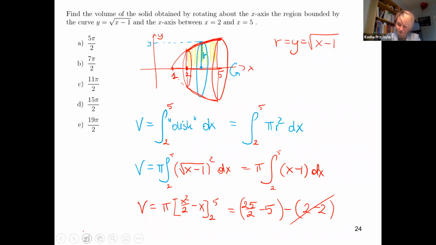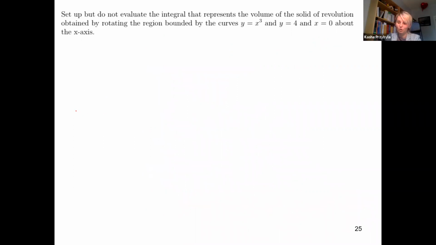It is 15 over 2, because this is 10 over 2, pi, of course. 25 minus 10, 15 over 2 pi. Yes? That means we do have option D. Okay, nice question. Let's see another volume.